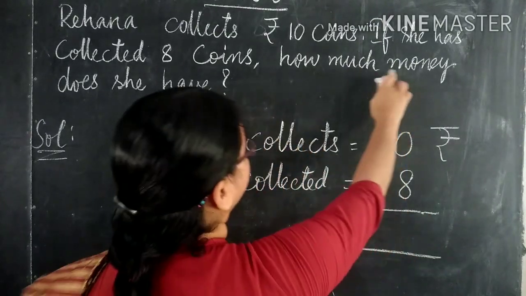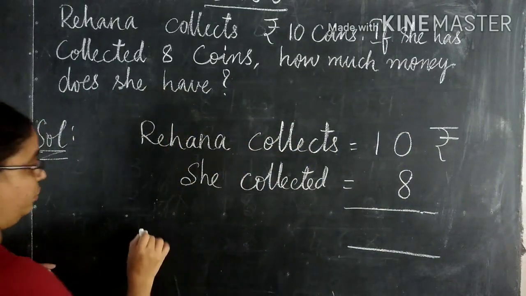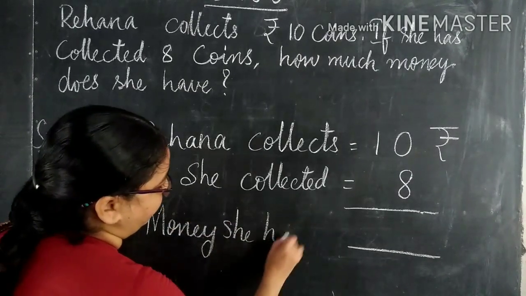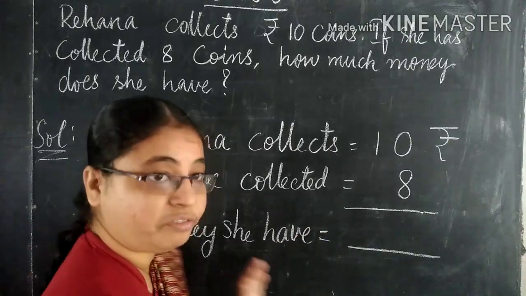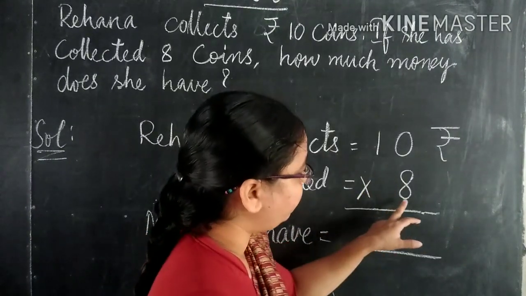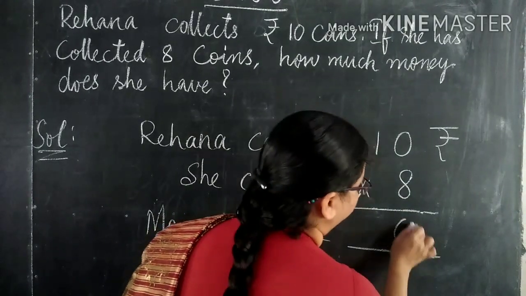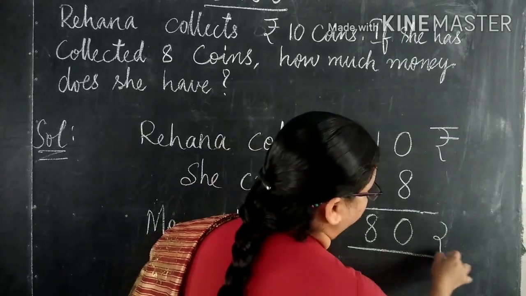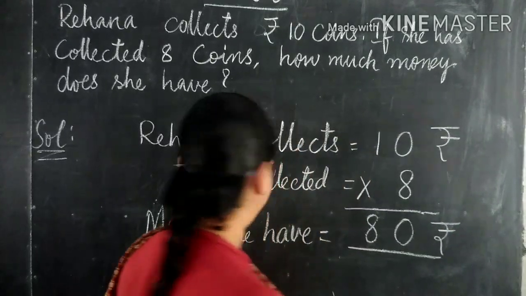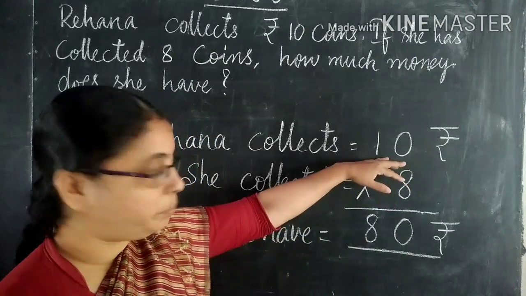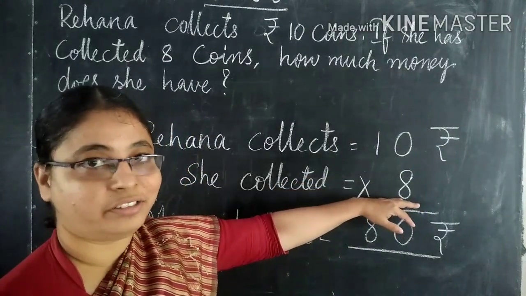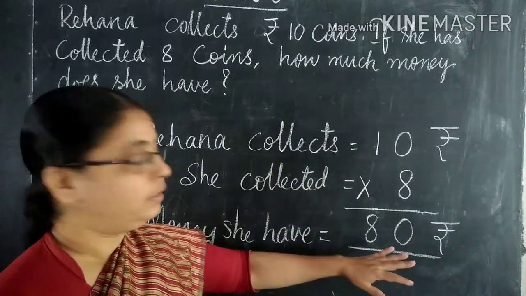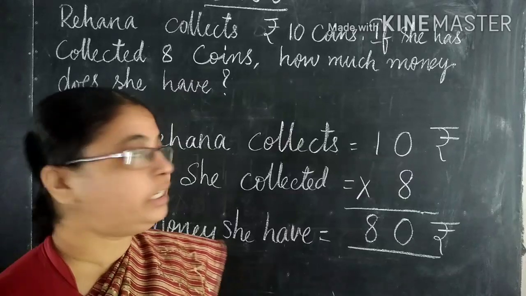Now, what they are asking: how much money does she have? So, money she has, now we have to find out. See, 8 zeros are 0 and 8 ones are 8. Okay, this is rupees. How much money does she have? 80 rupees. 10 rupees coins, she has 8 coins. So to find how much she has, you have to multiply. If you multiply, you get the amount, 80 rupees. That is the amount she has.